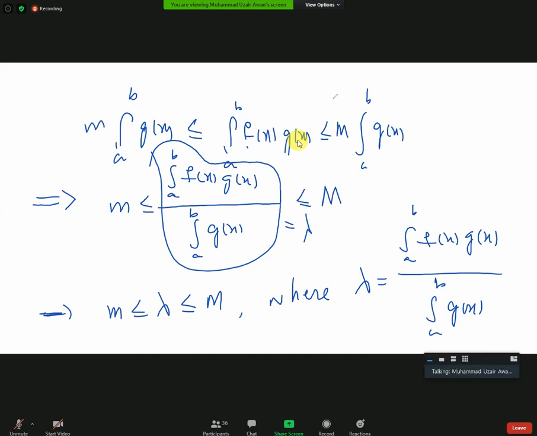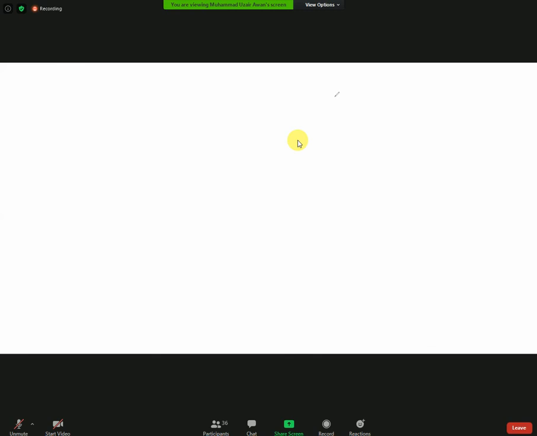Now we know that for some c, we have f of c is equal to lambda.